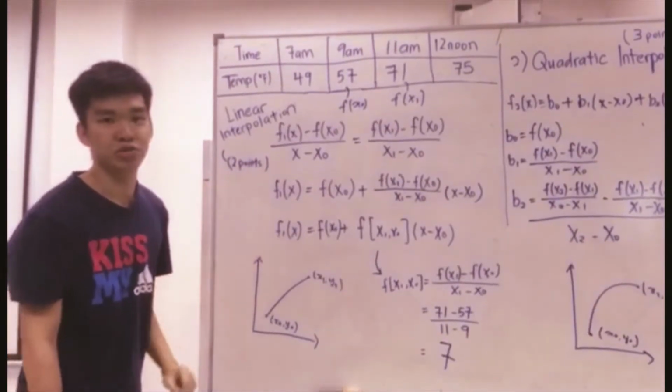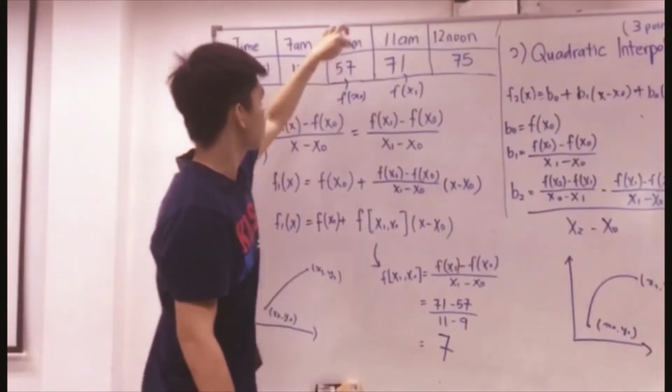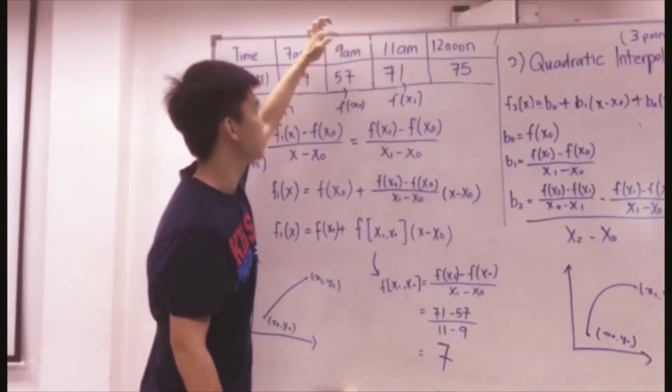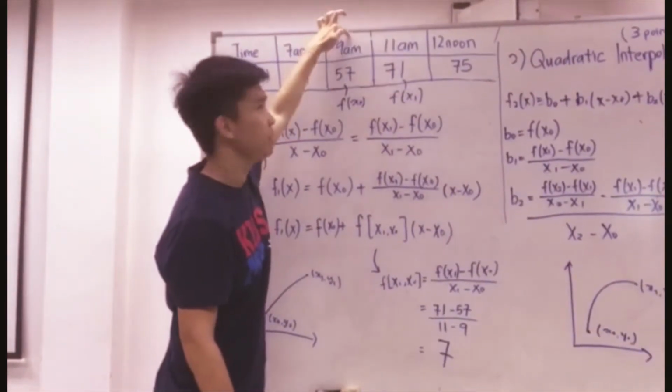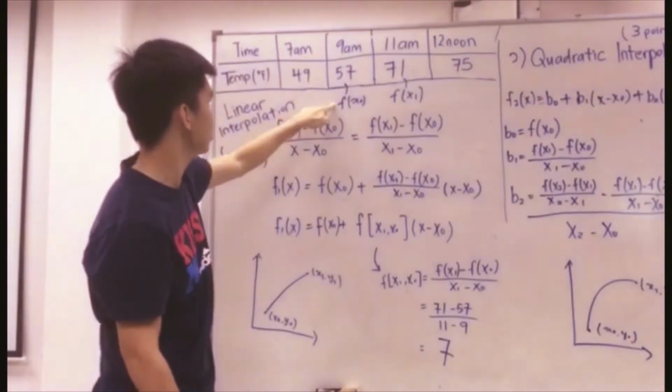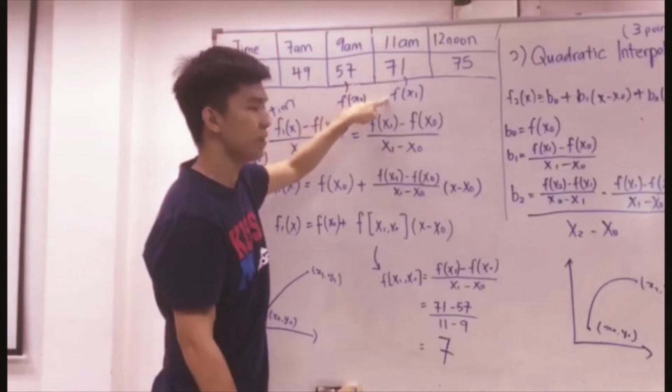So how do you choose the 2 points? 10 a.m. is here, right? So you have to choose the 2 points beside it. That would be 9 a.m. and 11 a.m. So this will be your fx0, and this will be your fx1.